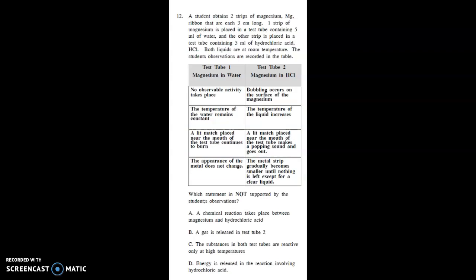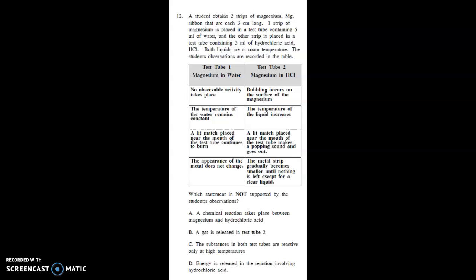Question 12. A student obtains 2 strips of magnesium, Mg, ribbon that are each 3 centimeters long. One strip of magnesium is placed in a test tube containing 5 milliliters of water, and the other strip is placed in a test tube containing 5 milliliters of hydrochloric acid, HCl. Both liquids are at room temperature. The student's observations are recorded in the table.